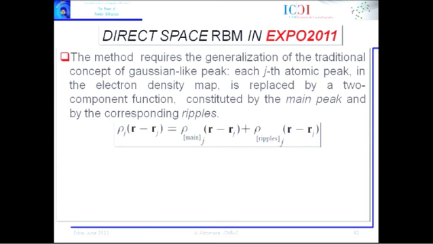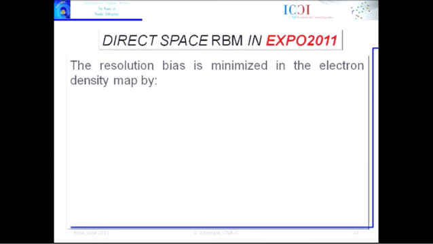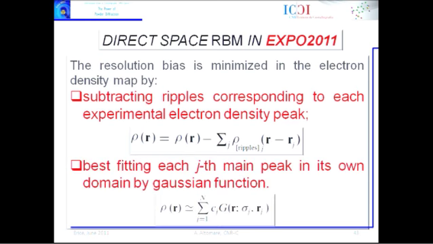The principle of this procedure is the following one. Each peak in the map can be described by 2 components, the main peak and the ripples. And each component can be mathematically modeled in its domain: the main peak in its own domain and the ripples in the rest of the unit cell. So the procedure consists of 2 main steps. In the first step, the ripples are subtracted from the electron density map. And in the second step, each main peak is described by a best-fitting Gaussian function.